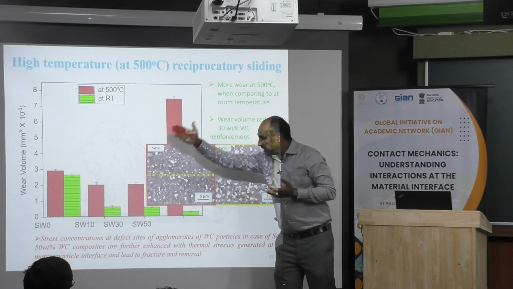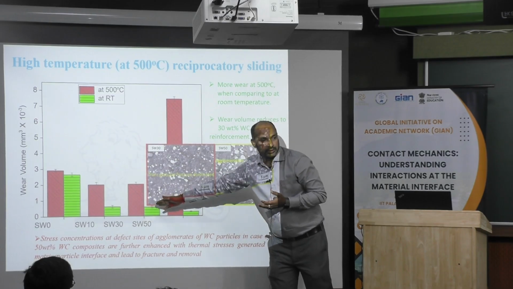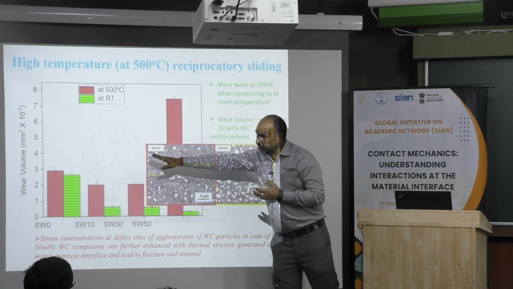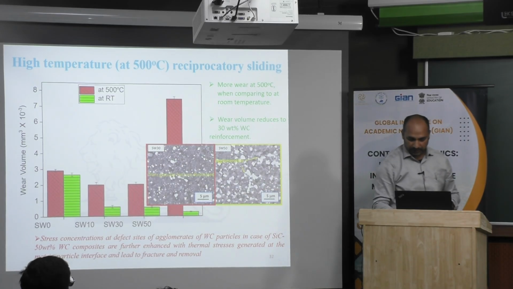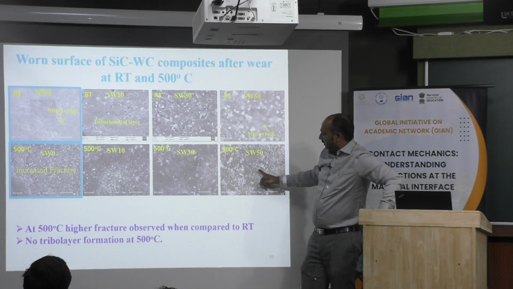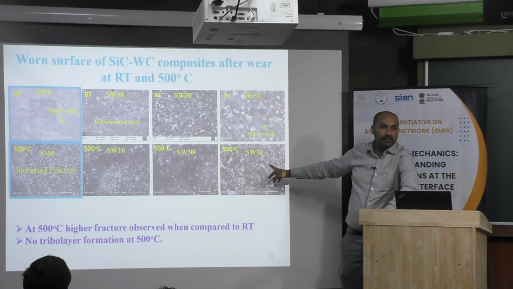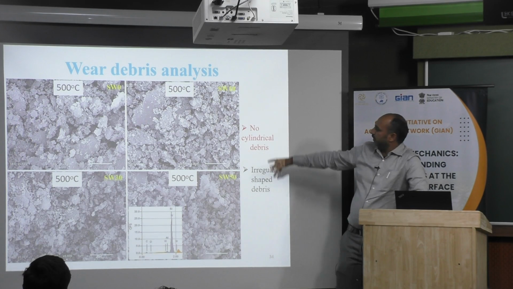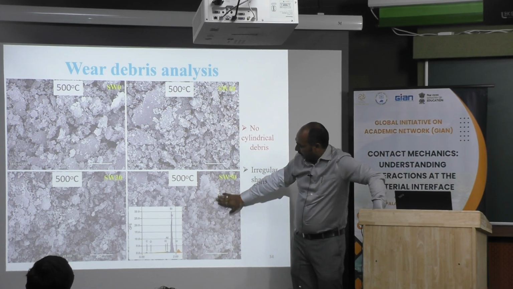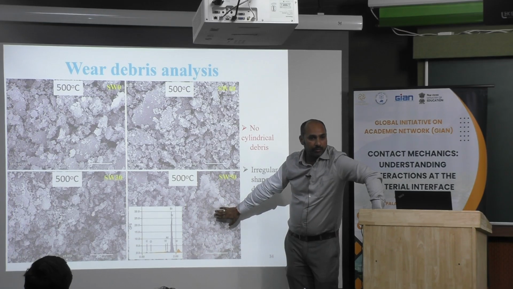Now it is decreasing continuously up to SW30, but then it is increasing. And at the same time we can see here that the layer formation is not there. If you look at the surface at room temperature, we can see that intact layer, but here we are seeing a completely fractured surface, which can be analyzed from here as well. This is at 500. You see there is no cylindrical debris formation.